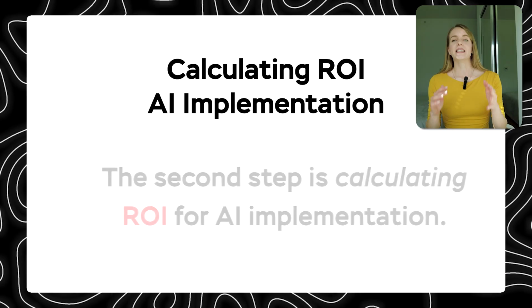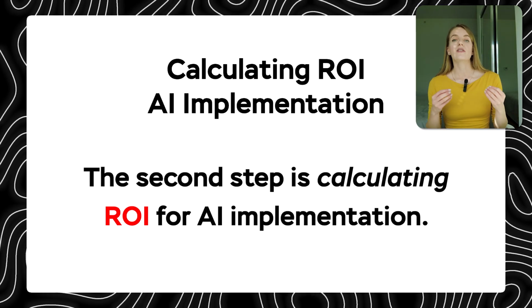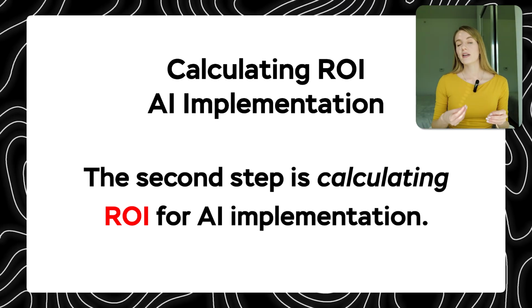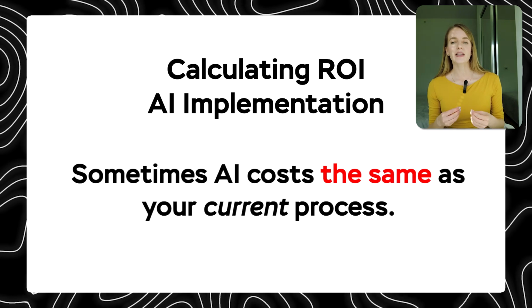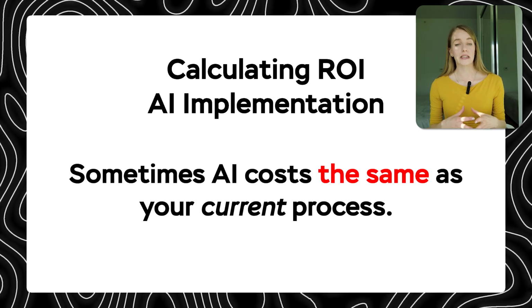The second step is calculating return on investment for AI implementation. Sometimes AI costs the same as your current process, and this is only the case if you are not finding the right use case for AI implementation, and that's not where you get maximum results for sure. So you have to make sure that the thing you are automating with AI is the right thing, and this is the first thing you need to do.